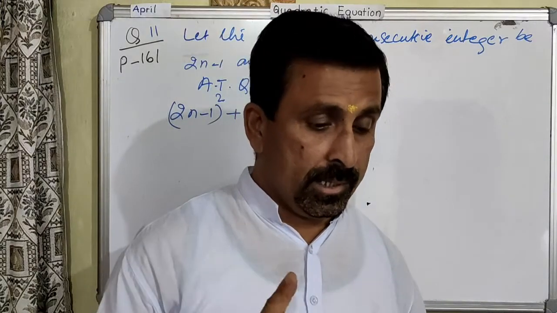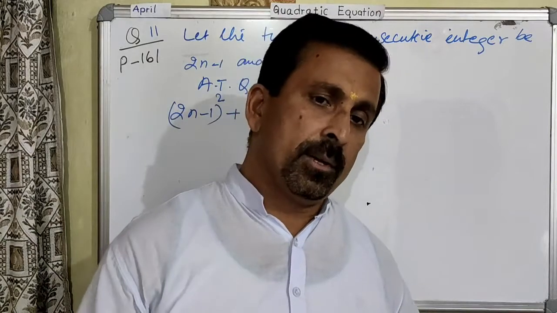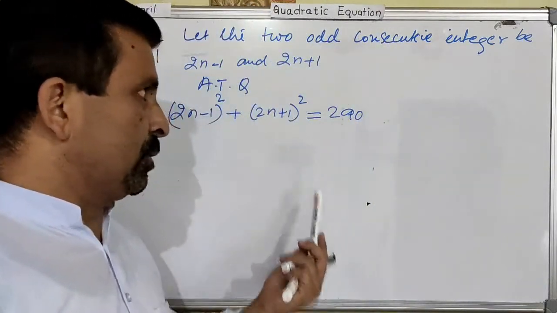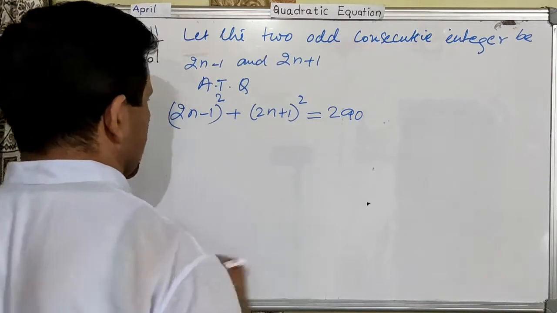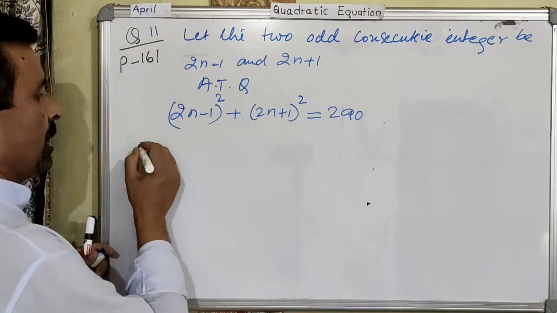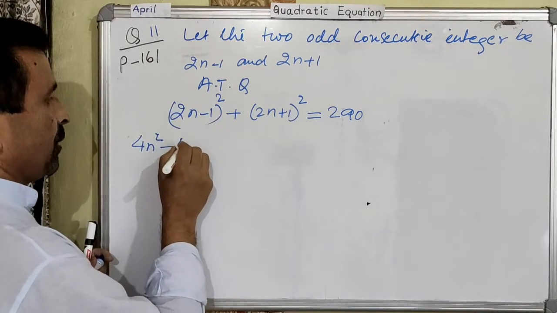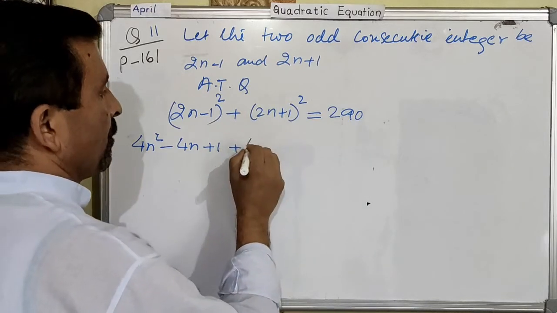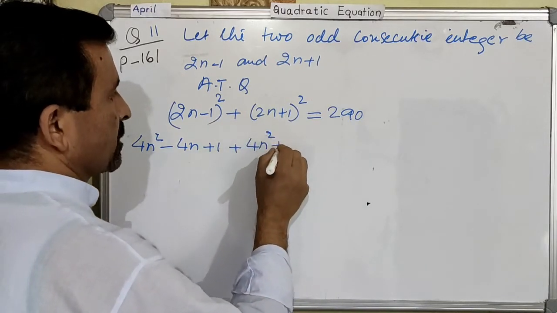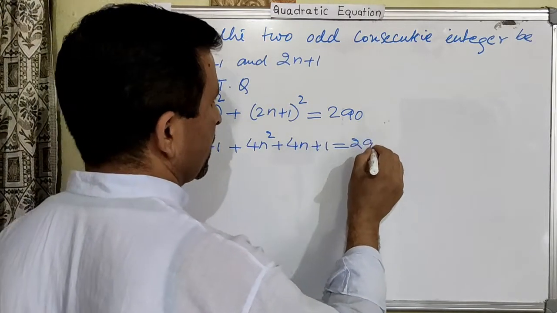Now here look into this question. In this question we don't have any geometrical shape. It is about the integer. So since it is an integer, when you calculate, you can accept both the values of n. I'm going to start expanding this using the a minus b whole square formula. This is 4n square minus 4n plus 1, and then this will be 4n square plus 4n plus 1 is equal to 290.